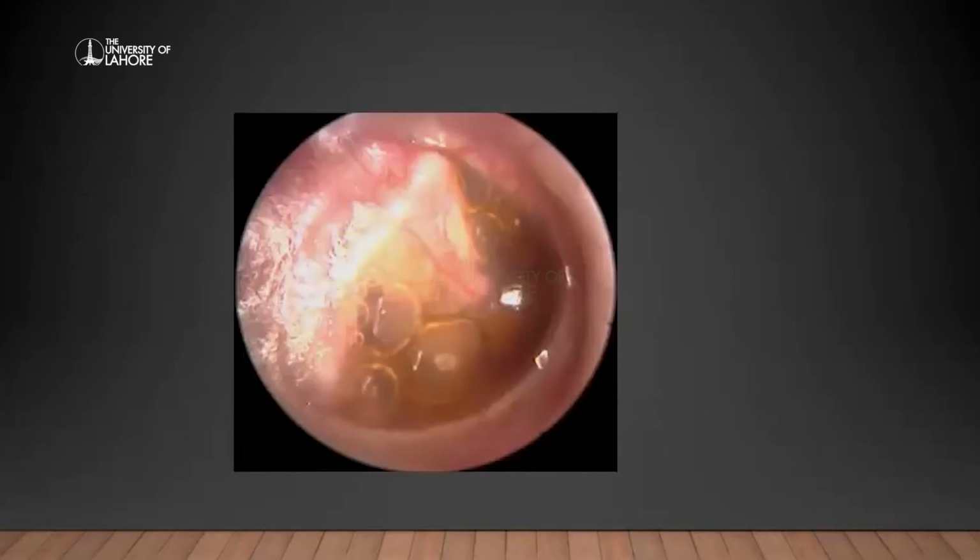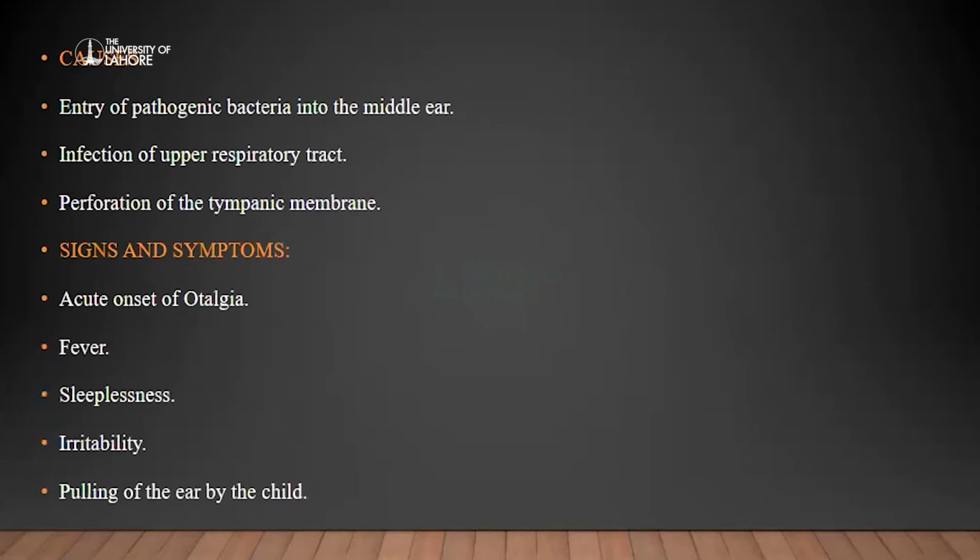This is the picture of the tympanic membrane, and behind the tympanic membrane there is fluid, which we call otitis media. There are some causes of otitis media: entry of pathogenic bacteria into the middle ear, upper respiratory tract infection, and perforation of the tympanic membrane.